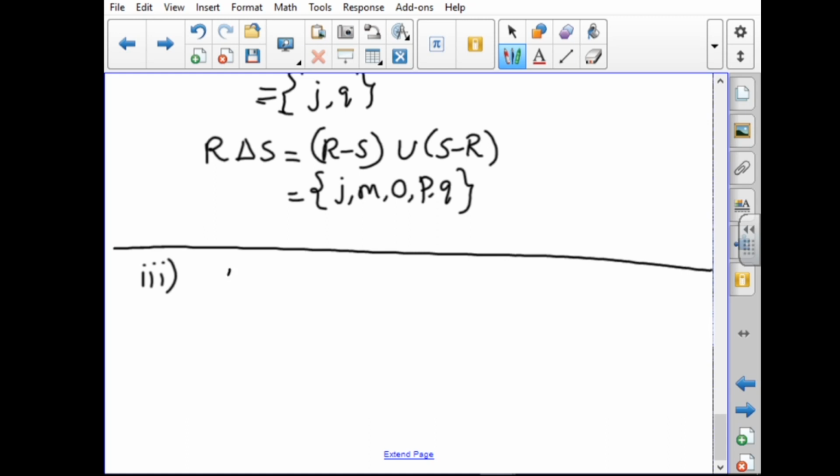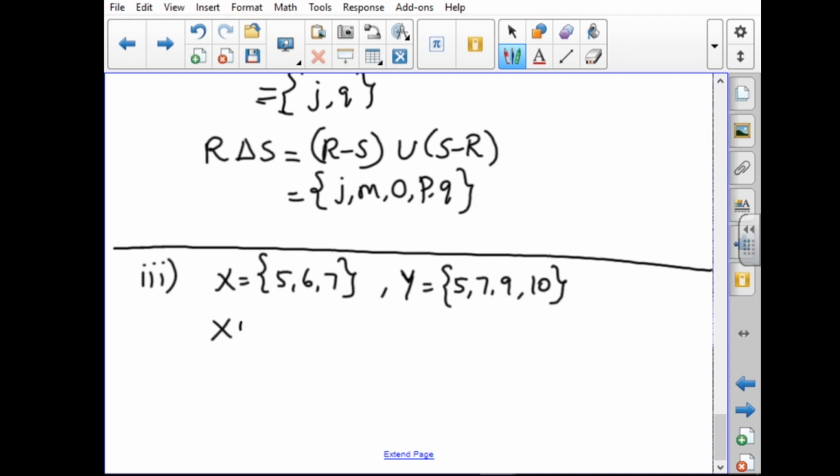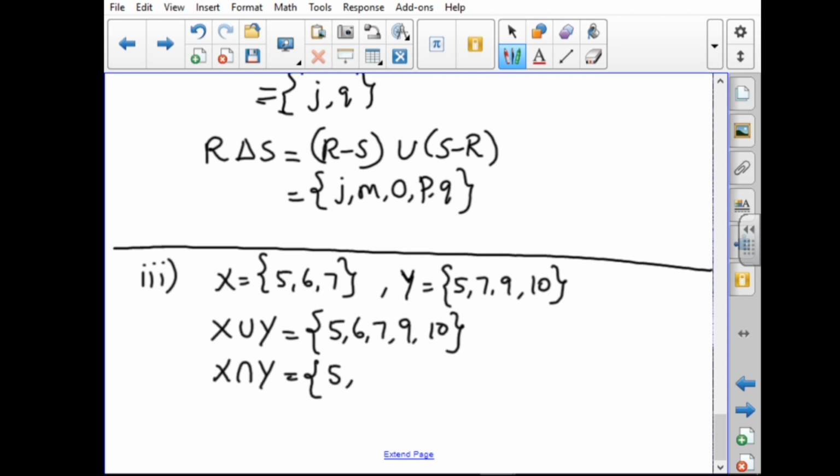Okay, so X is equal to {5, 6, 7} and Y is equal to {5, 7, 9, 10}. For this formula we can use X union Y. Union means we can join the two sets. So {5, 6, 7, 9, 10}. Then X intersection Y is equal to the common elements. Common elements means 5 and 7.